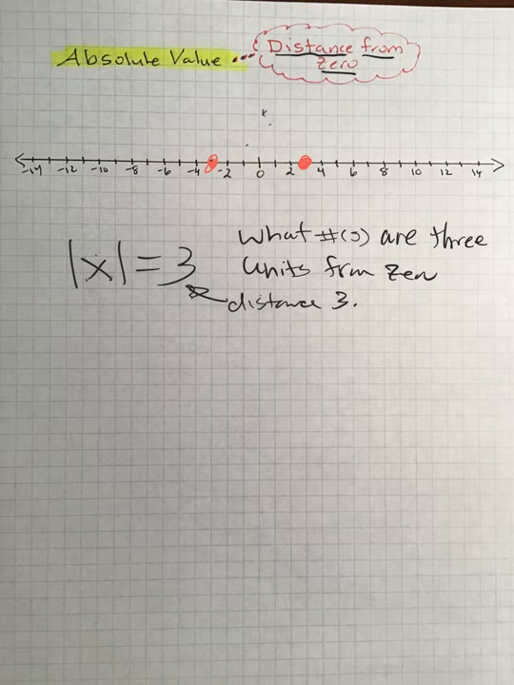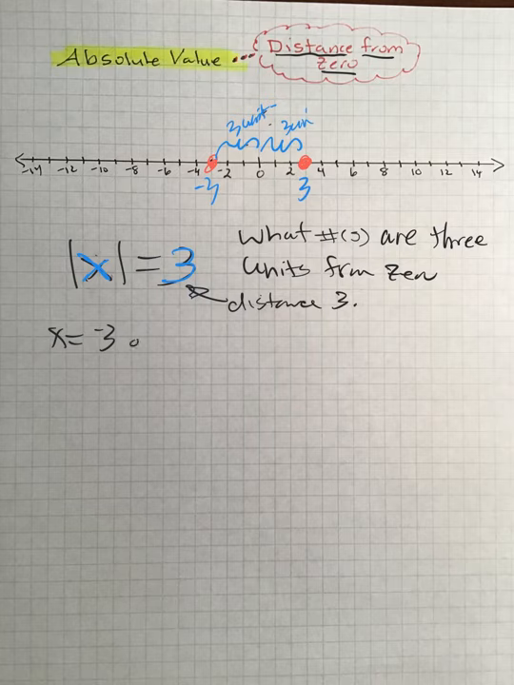So isn't -3 3 units from 0? And isn't +3 also 3 units from 0? So this one is saying what number is 3 units from 0? And we would say, well, you could be standing at -3 or you could be standing at +3. So you could be standing on any of those numbers to be 3 units from 0.